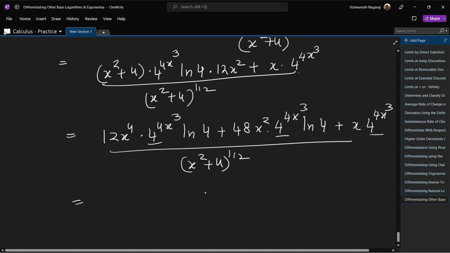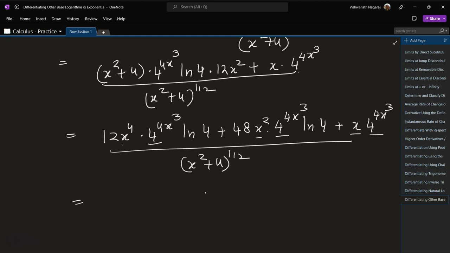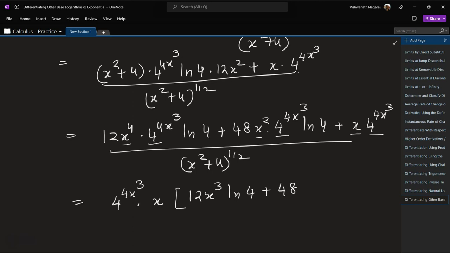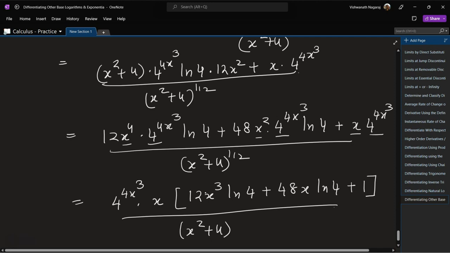Okay, now let's take commonality out. This and this is common. x, 1x and 1x. So which means 4 to the power of 4x cube is common. x is common. So what are we left with? We are left with 12x cube natural log of 4 plus 48 x natural log of 4, with 4 to the power of 4x cube taken out, plus this entire thing has been taken out, so 1 divided by x square plus 4 to the power of half, so that is the derivative.